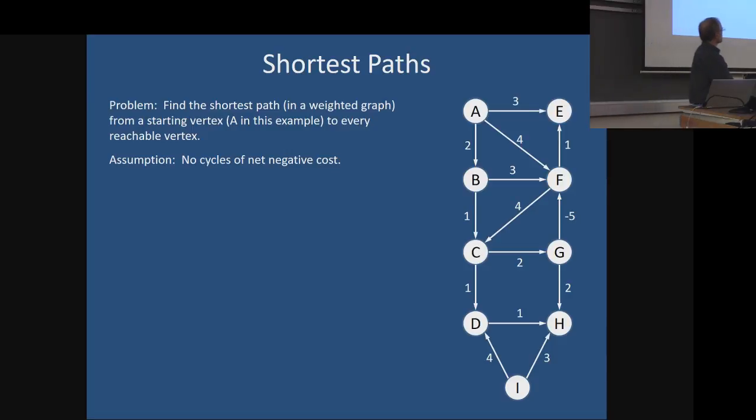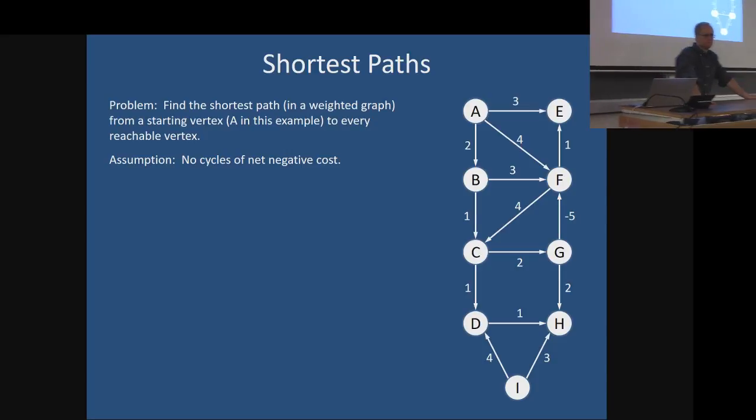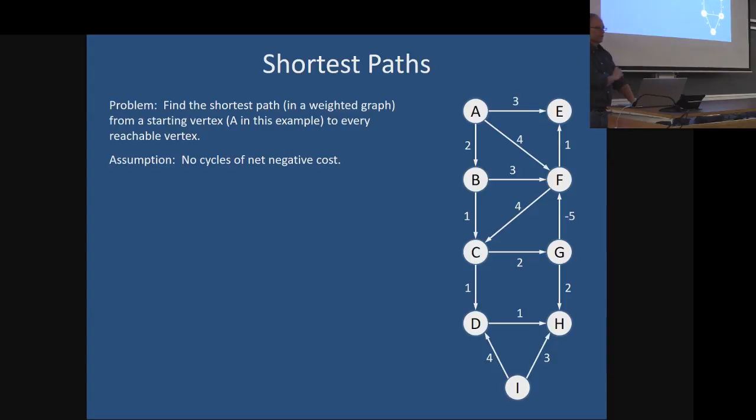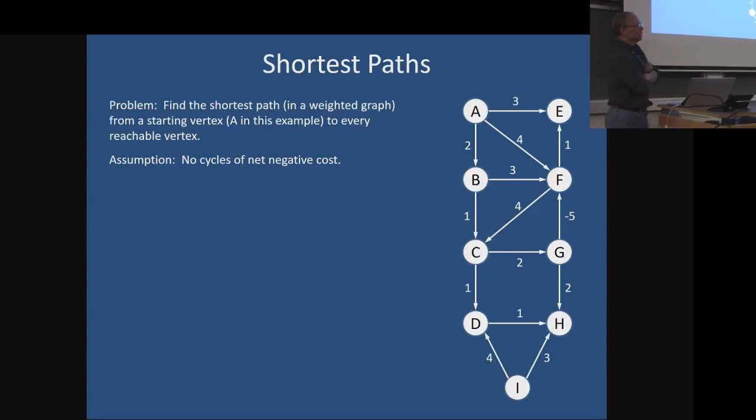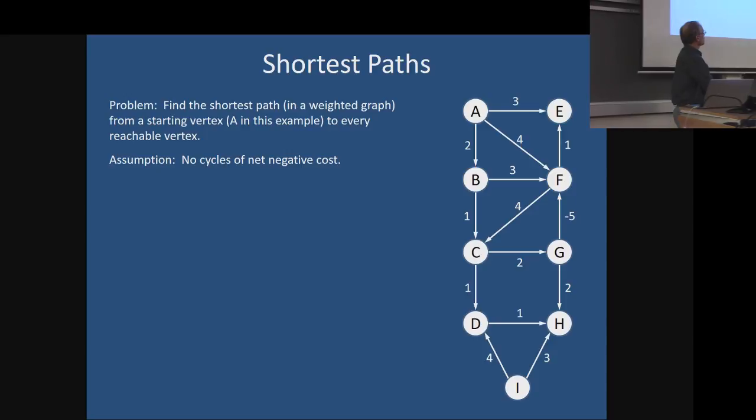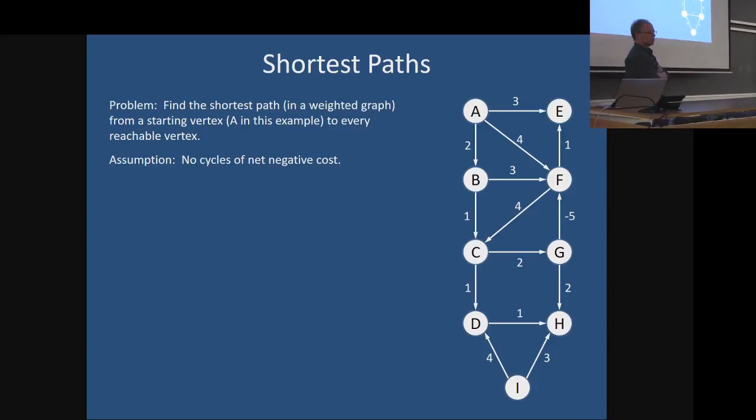So what is a cycle of net negative cost? Each time you traverse the cycle, it'll cost less every time. Right. So what he said was it's a cycle of edges such that when you go around the cycle, the total weight for going around is negative. So first of all, is there a cycle in this graph? Yeah, the FCG triangle. Is that a cycle of net negative cost? No, it's positive 1.